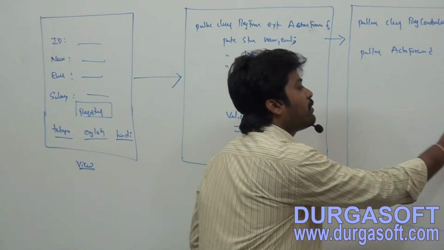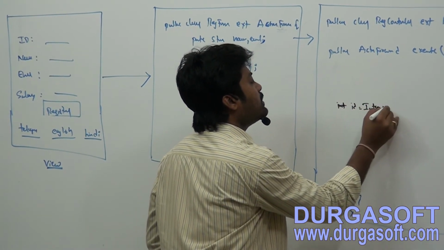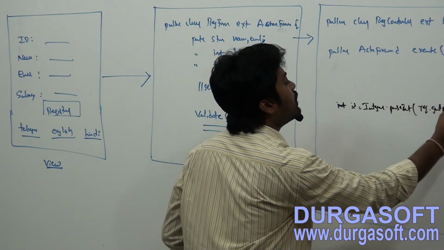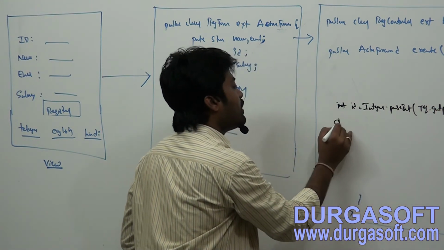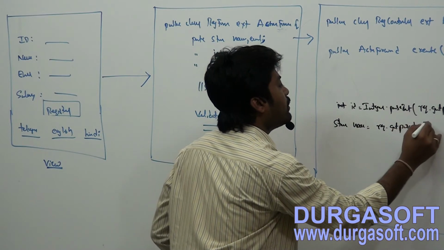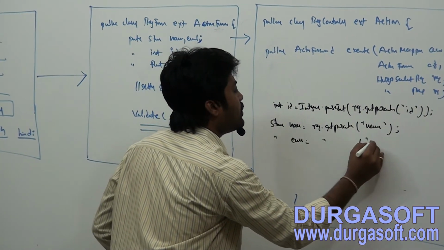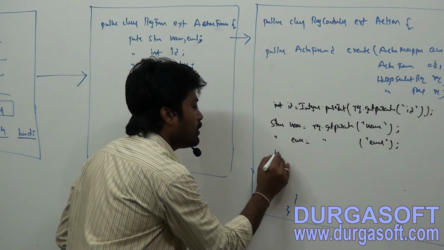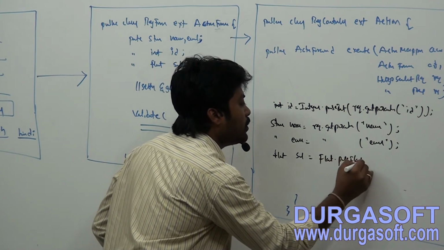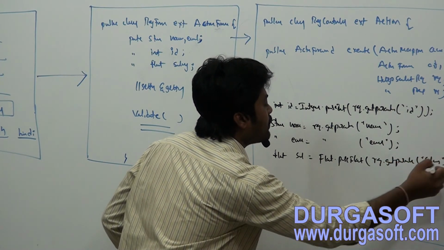So using the request object, if you want to read data, you can read here: int id equal to Integer dot parse int of request dot get parameter of id, then the remaining parameters, string name request dot get parameter of name, string email request dot get parameter of email, then next float salary, Float dot parse float request dot get parameter of salary. Like this we need to read data.